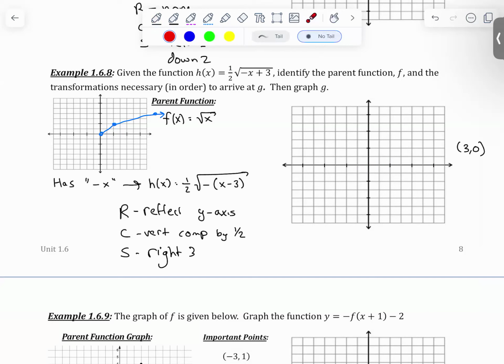Next, we'll take the point (1, 1), we'll reflect it across the y-axis, so over to here. We'll vertically compress it by a factor of 1/2. So we're going to halve its y-coordinate. Half of 1 is 1/2. Then we're going to shift it right 3. So 1, 2, 3 to, that is (2, 1/2).